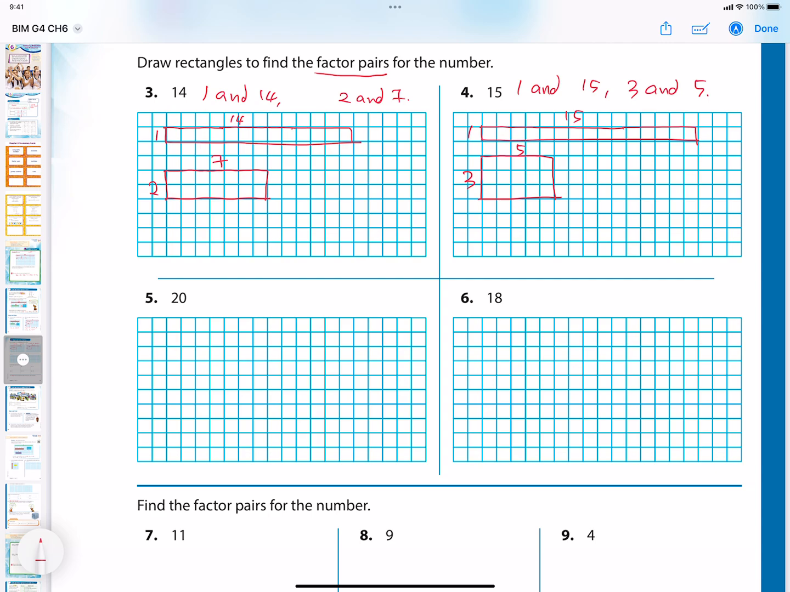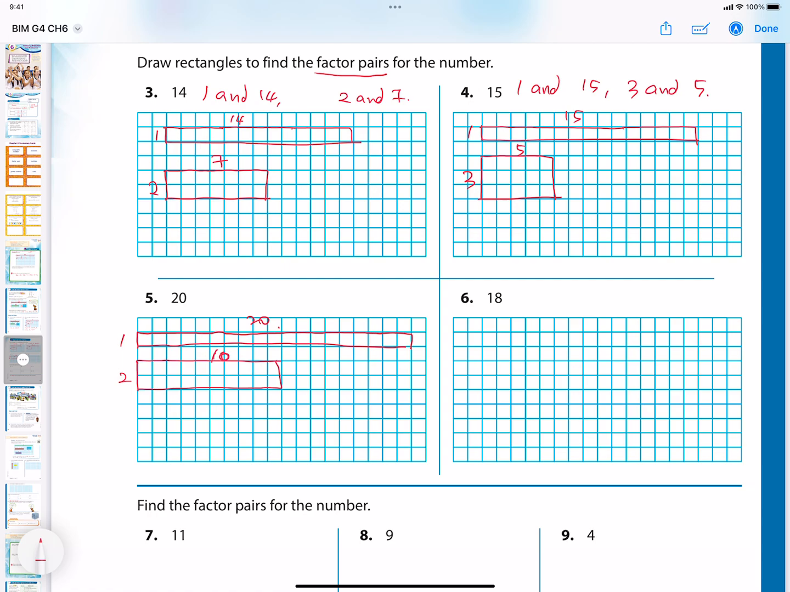Let's move on. Number 5. Find out 20, okay? So factor of 20. I'm going to start from 1. 1, 2, 3, 4, 5, 6, 7, 8, 9, 10, 11, 12, 13, 14, 15, 16, 17, 18, 19, 20. So all the way down. Okay, that's 1 and 20. And then I can move to 2. Since I know 20 is even number, so 1, 2, 3, 4, 5, 6, 7, 8, 9, 10. That is what? 2 times 10 is 20.